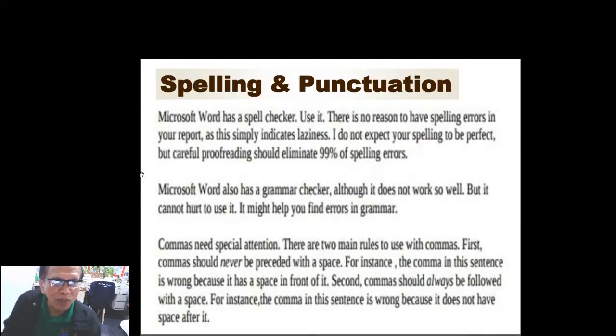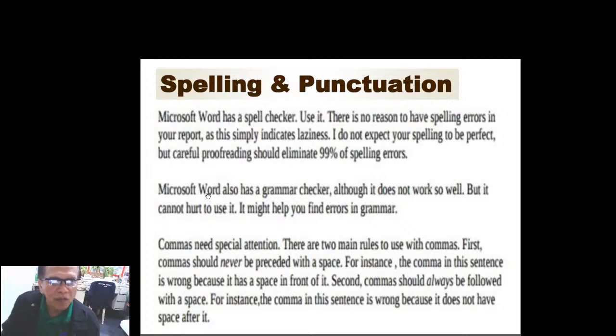Okay, spelling and punctuation. Ang maganda nito, si Microsoft, yung ating MS Word, meron na siyang checker. Microsoft Word has a spelling checker. Use it. There is no reason to have spelling errors in your report, as this simply indicates laziness. Pagka naggagamit ka ng MS Word, lalagyan niya ng kulay: kulay red kung mali ang spelling, kulay blue kung medyo mali ang pagkakasunod-sunod. I do not expect your spelling to be perfect, but careful proofreading should eliminate 99% of spelling errors. So, pwede mong gamitin yun at balik-balikan mo.